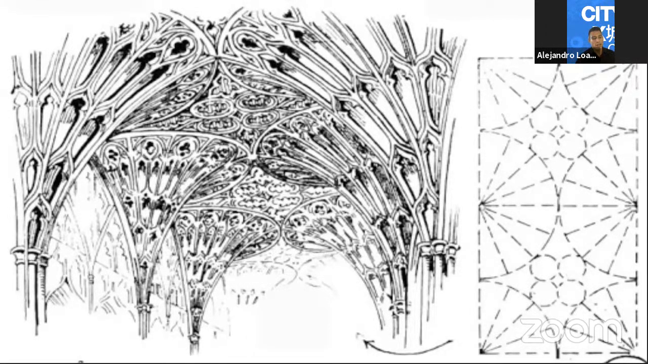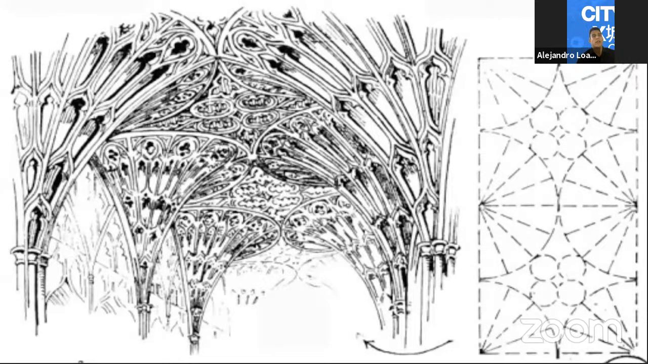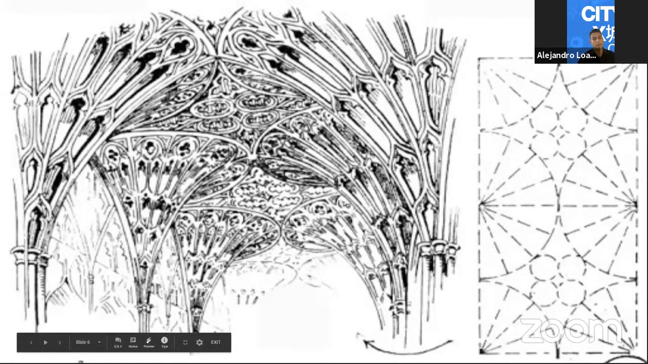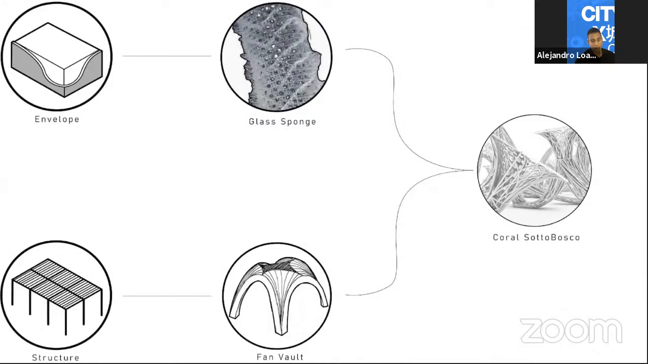It's a man-made structure that has a very organic quality to it and resembles more a tree, right? Or it resembles more of a coral rather than a vault. So the abstraction of the fan vault becomes the structural part of the project. Can you go to the next slide, please?